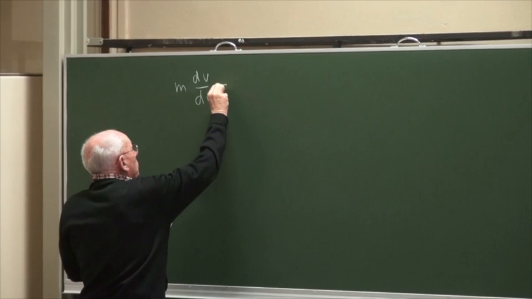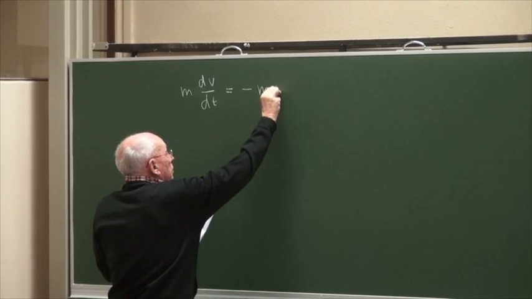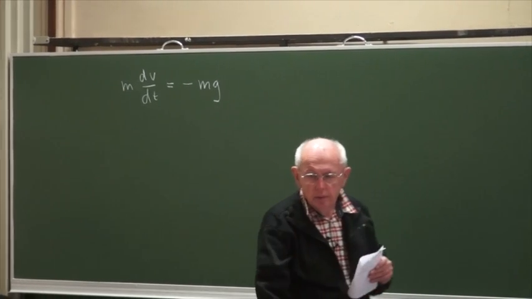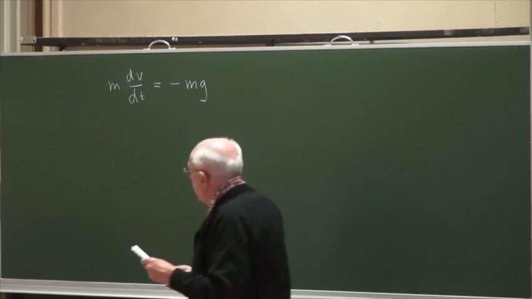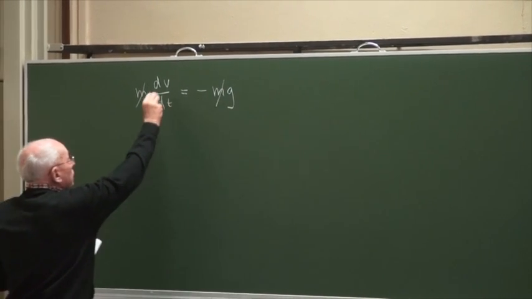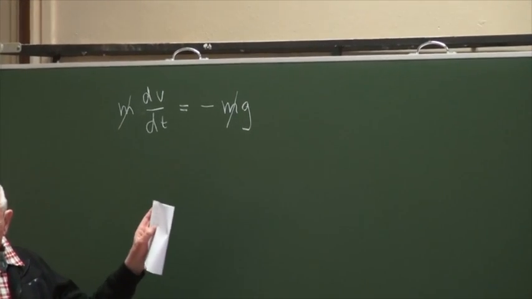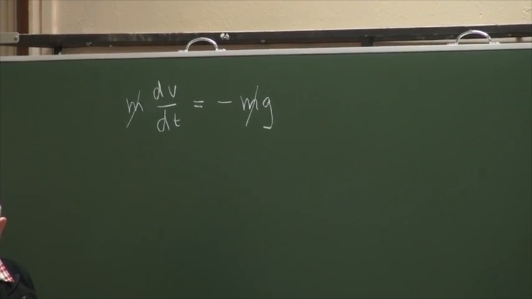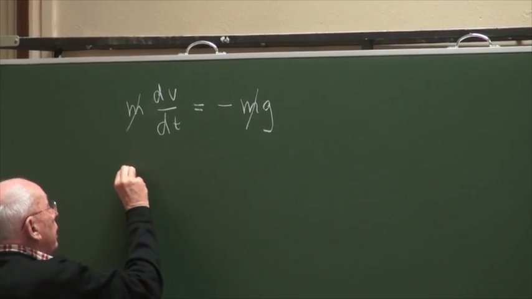We have a force which is just equal to minus mg. So we just let something fall down. Here we can cancel the m's, so we have the simple differential equation dv/dt is equal to minus g, and you can all solve that.